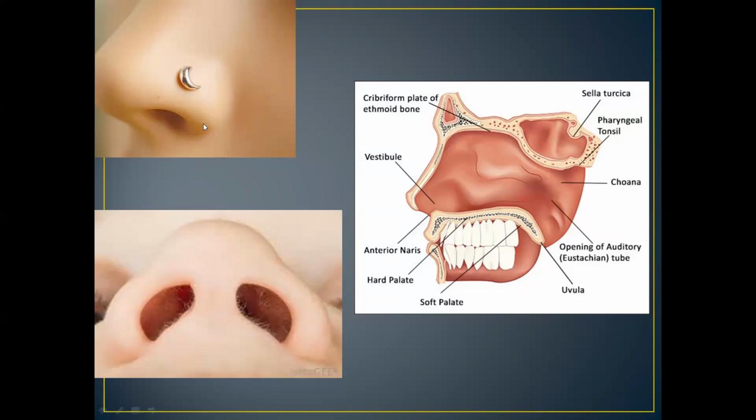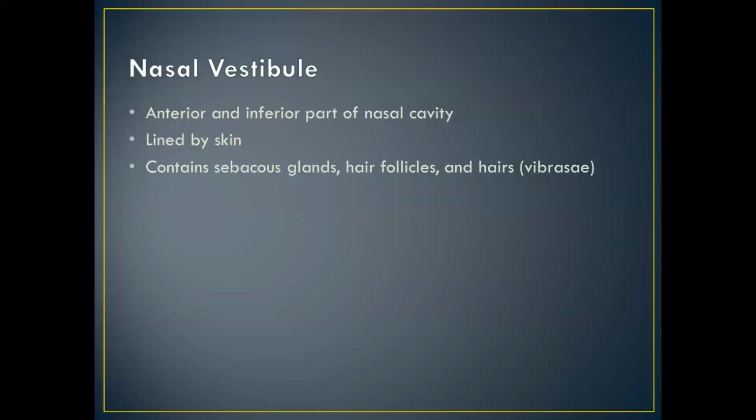It is lined by skin. Since there is skin, so there are hair follicles as well. This portion. The rest of portion is nasal cavity proper. So anterior portion is nasal vestibule, and the rest of the portion is nasal cavity proper. You can read, anterior and inferior part of nasal cavity is lined by skin, and it contains hair follicles and glands.